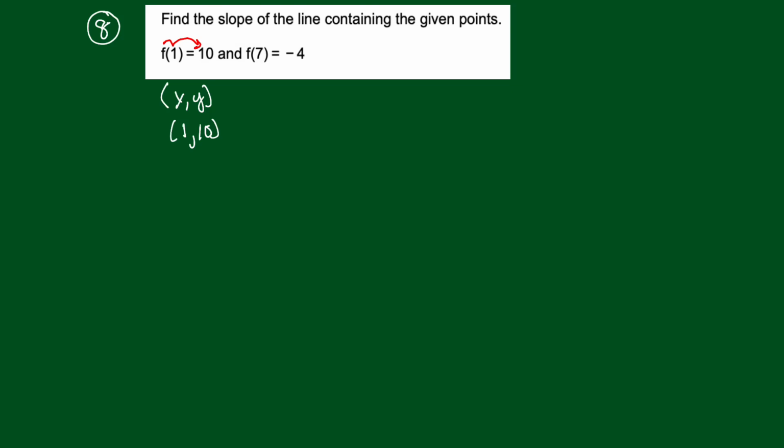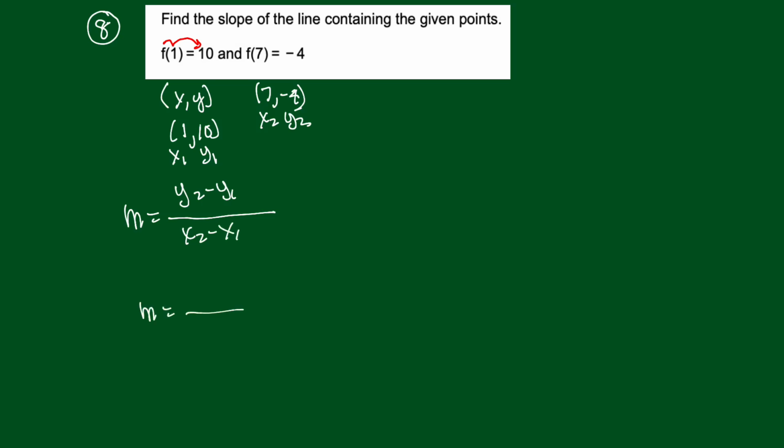And then what have we got over here? f of 7 is negative 4. That's this ordered pair. Put in a 7, get out a negative 4. So here's my 2 points. There's the x1, the y1, the x2, and the y2. Here's our slope formula: y2 minus y1 over x2 minus x1. The slope is, right, second y minus first y.